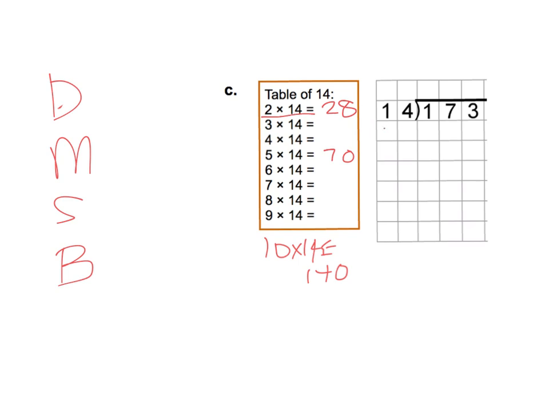So right here I'm looking, does 14 go into 1? It does not. So then I'm thinking about 17. Does 14 go into 17? I know it goes in 1 time, so my 1 goes above the 7. Next, I'm going to multiply. So 1 times 14 is 14. I'm going to draw my line because now I need to subtract.